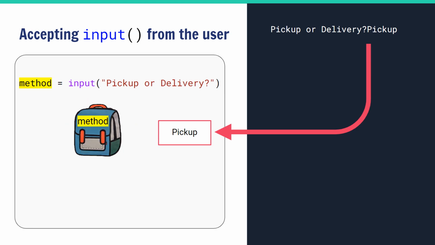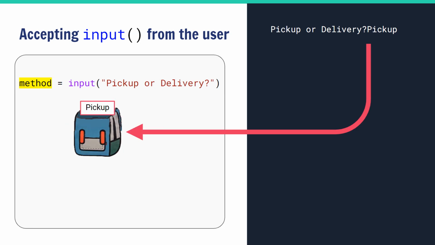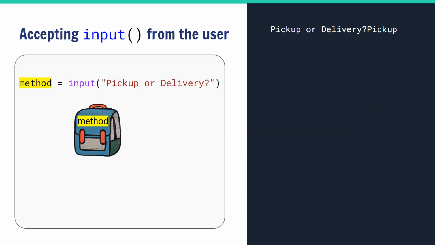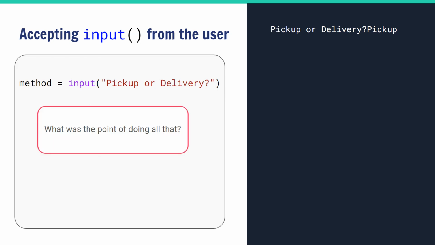So it's kind of like a backpack with the name method, opens up, the pickup word goes into that variable because the equal sign puts whatever's on the right-hand side into the left-hand side, and then everything's wrapped up. And we now have a little variable in our code that's called method that contains the information that the user typed in. So what was the point of doing all of that?